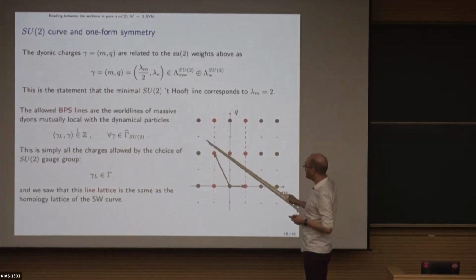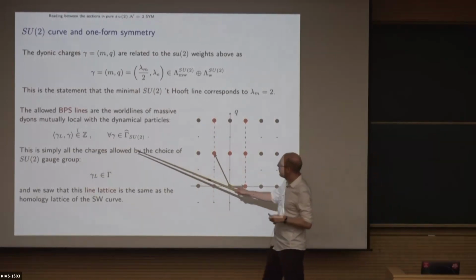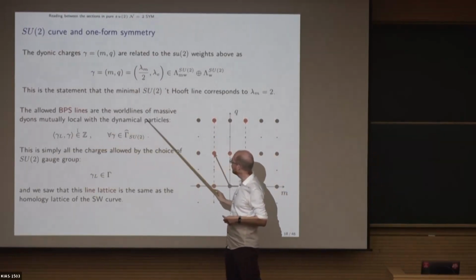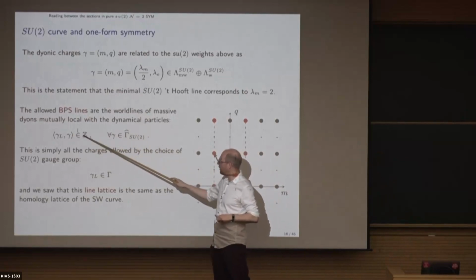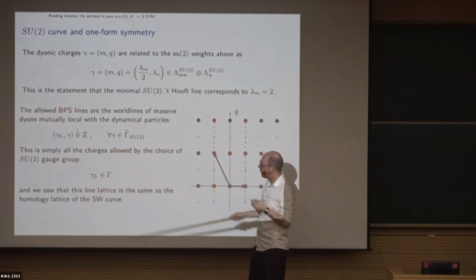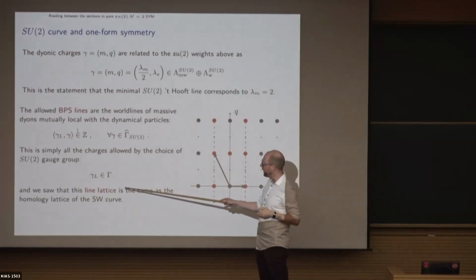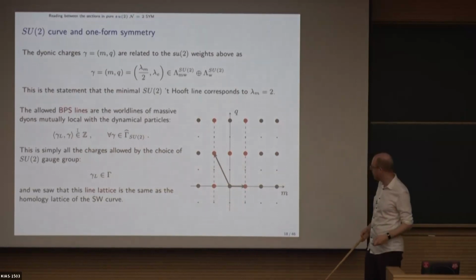Now, the allowed BPS lines in this theory are defect lines or line operators. Those are the worldlines of massive dyons, which must be mutually local with all the dynamical particles. And so this is the condition there. For any gamma in this allowed lattice, you need to have integer Dirac pairing with the line. And the answer to that is actually just the gamma itself that we identified with the homology lattice of the Seiberg-Witten curve. So we see that in this case, the line lattice is literally the homology lattice of the Seiberg-Witten geometry. And this is the picture to keep in mind.